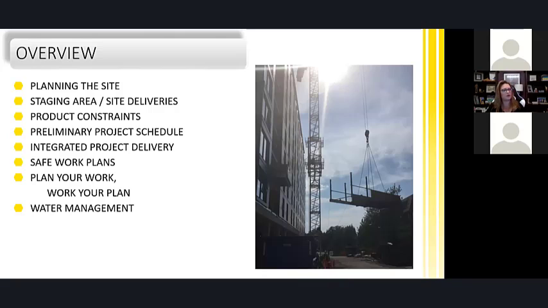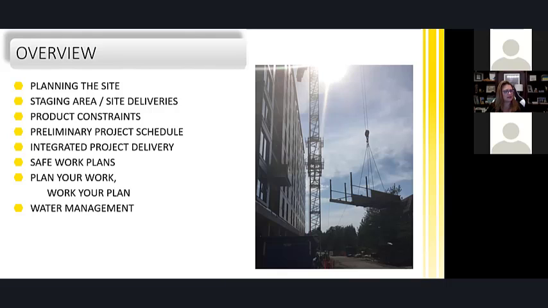So just an overview, planning the site. We'll talk about how we assess the site, staging area, site deliveries, product constraints, specifically with CLT and envelope panels, preliminary project scheduling, integrated project delivery. I'm not sure how familiar you are with that. Here we use construction management terms of contracts for an integrated project delivery or design build version.